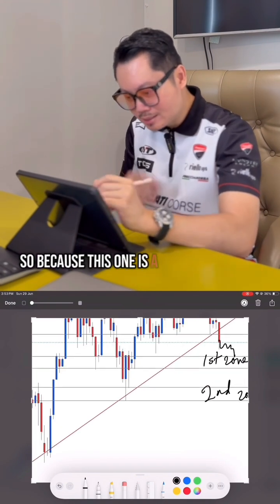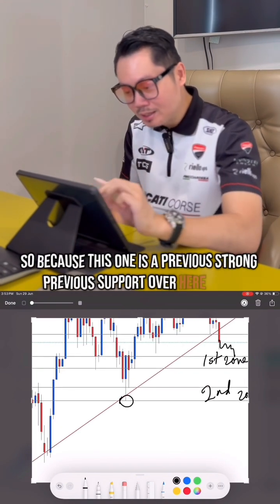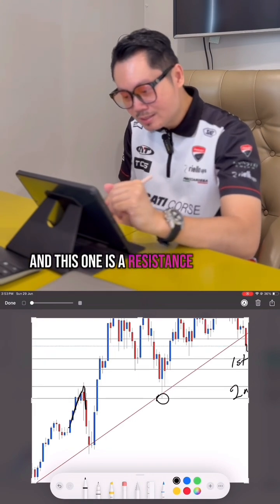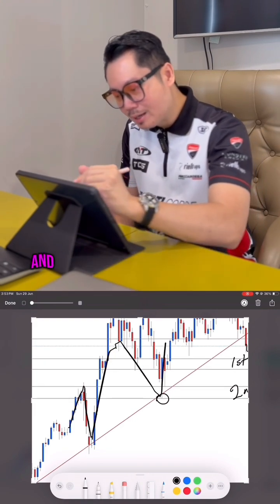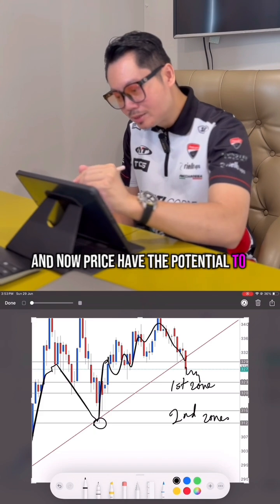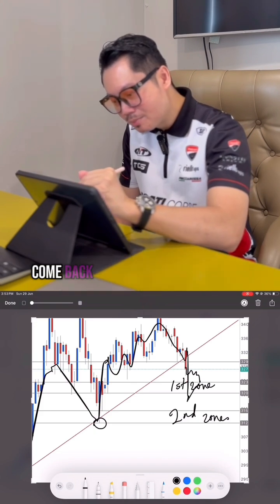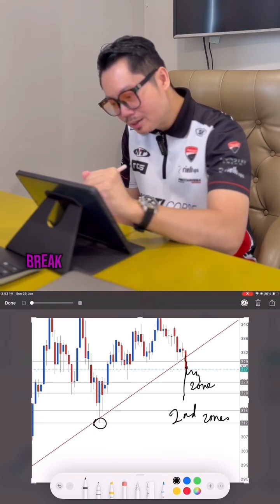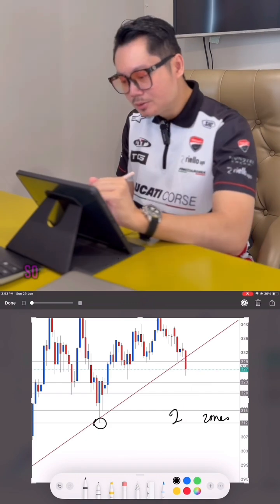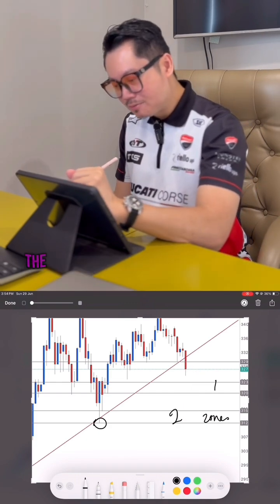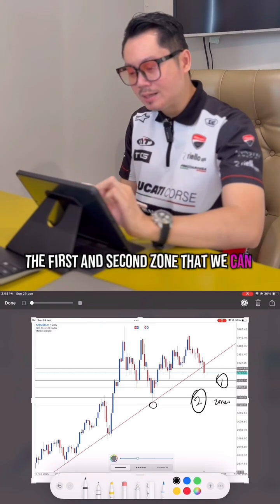Why? Because this one is a strong previous support over here, and this one is a resistance that broke up and became a support. Now price has the potential to break over this zone, come back to retest, break out of this zone, and drop over here. These are the two zones, guys, the first and second zone that we can monitor.